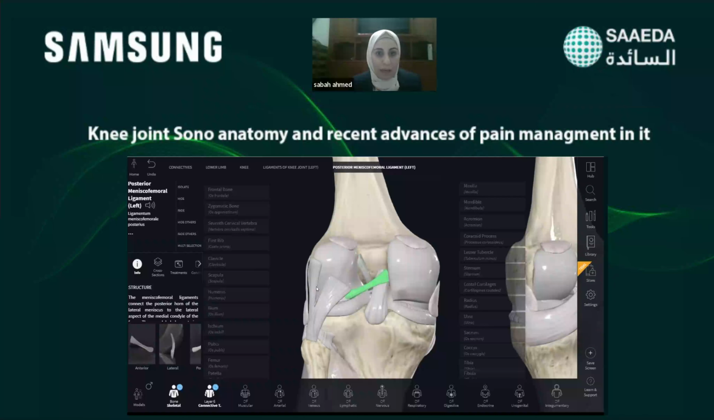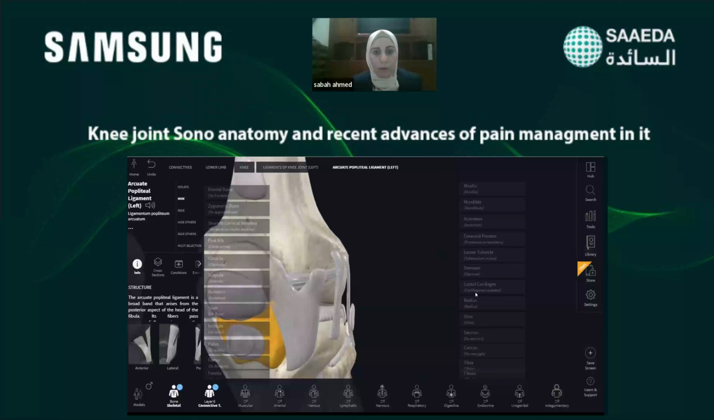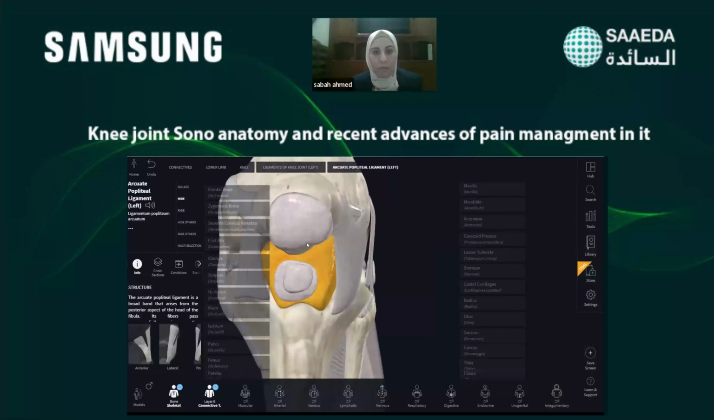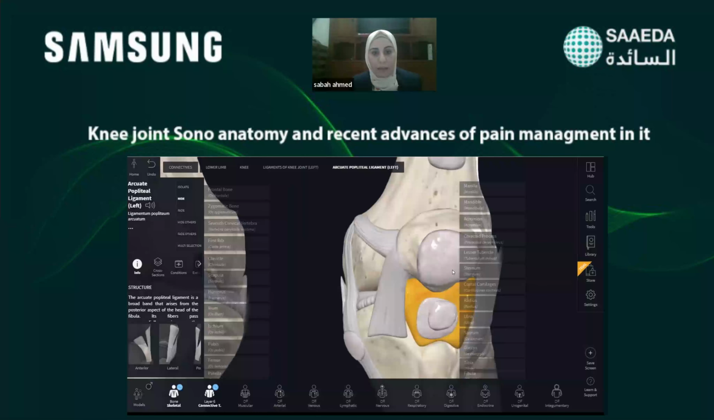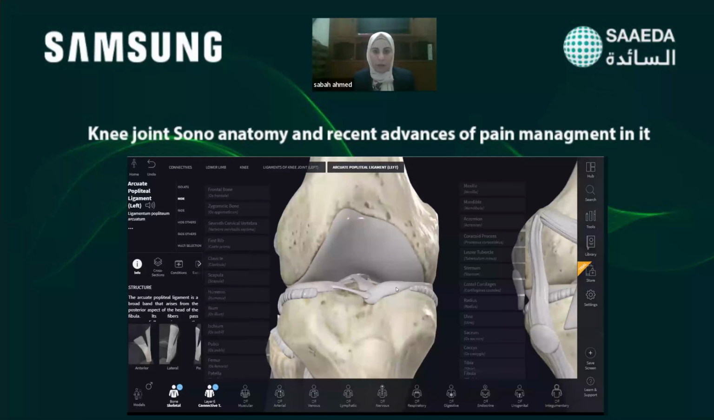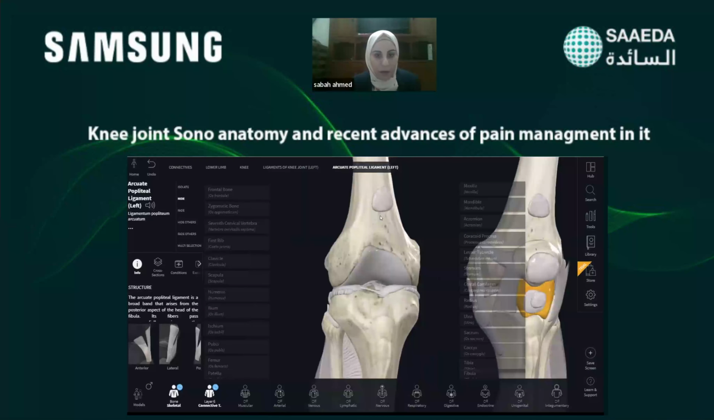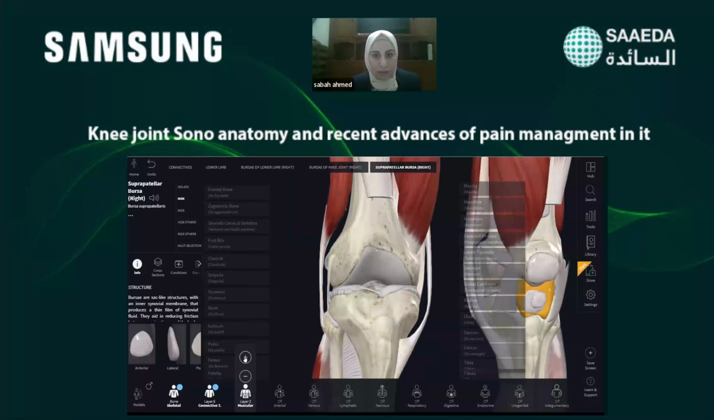So if I hide this also, you see these are the menisci, the medial and lateral meniscus. So now continue anteriorly with the muscular part. Go to the right side. Just decreasing, yes. So continue now with the muscles of the knee joint. If I put all the muscles here.